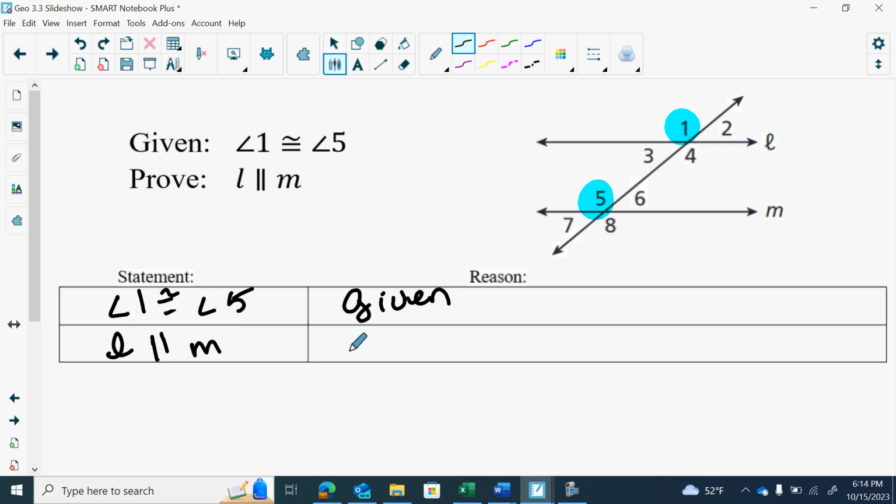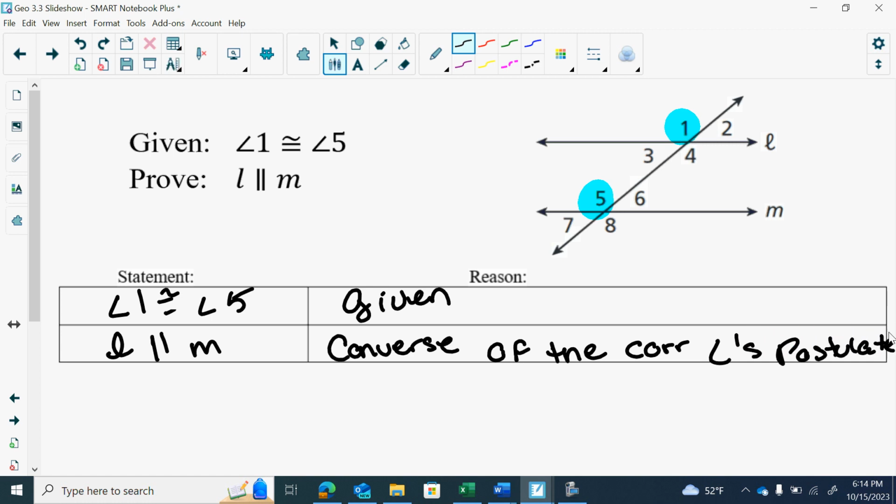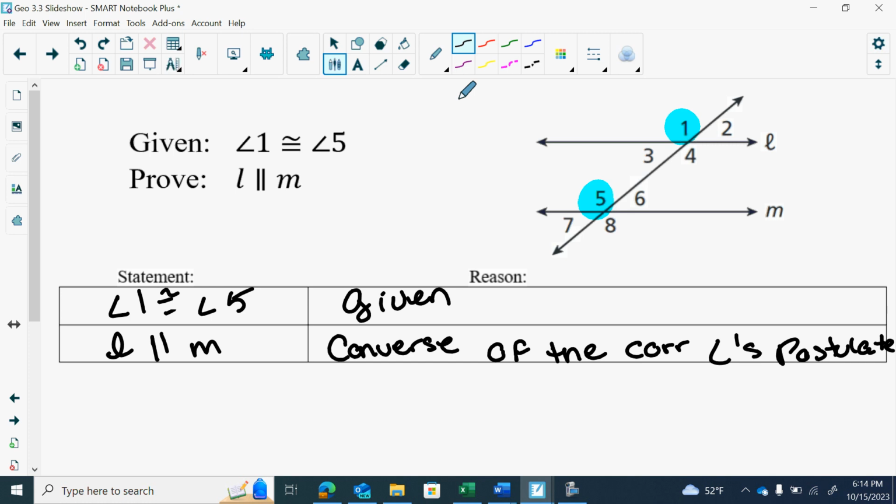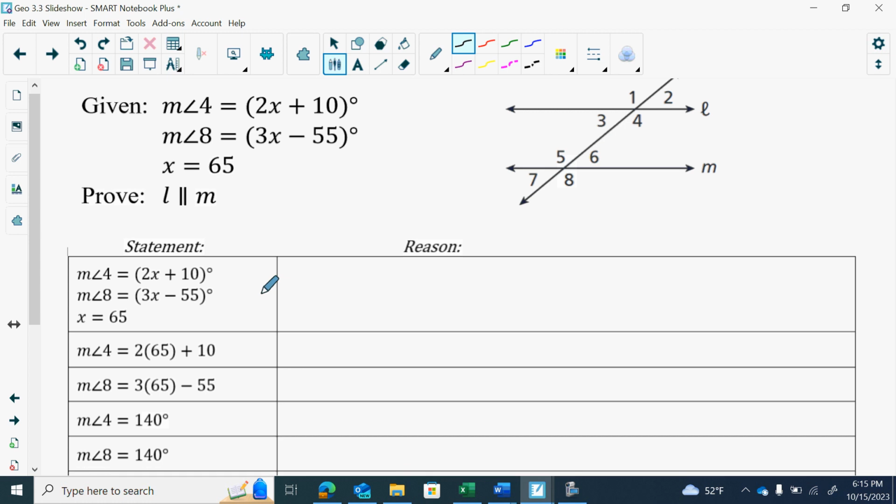And we can say, by the converse of the corresponding angles postulate. If we have two corresponding angles that are congruent, then we can say these two lines are parallel. Because we already know from a previous section that if two lines are parallel, then the corresponding angles are congruent. They work the same way. So let's take a look at this proof.